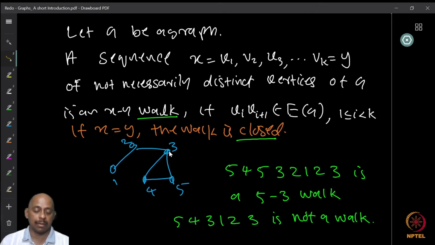But on the other hand, if you look at 5, 4, 3, 1, 2, 3, this is not a walk, right? Because 5, 4, 3 is okay, but then 3 to 1 is not an edge. 3, 1 is not an edge. So I cannot say that this is a walk because the 3, 1 edge is not present.